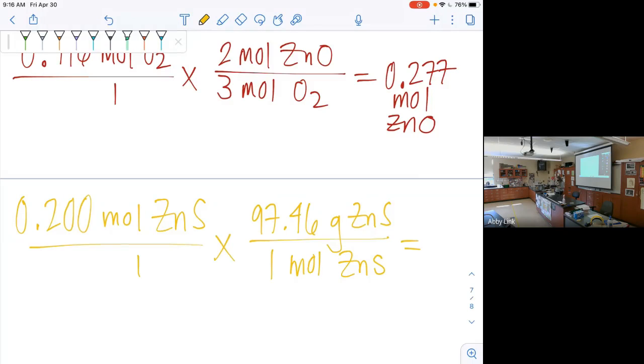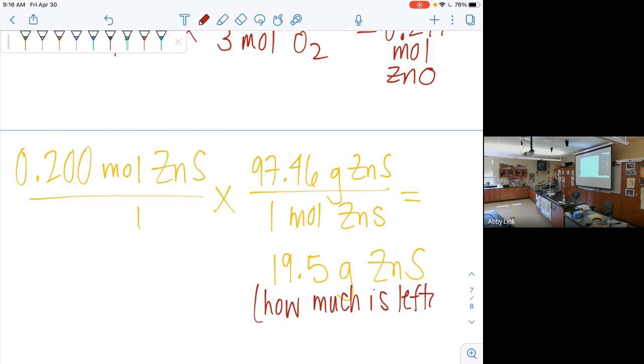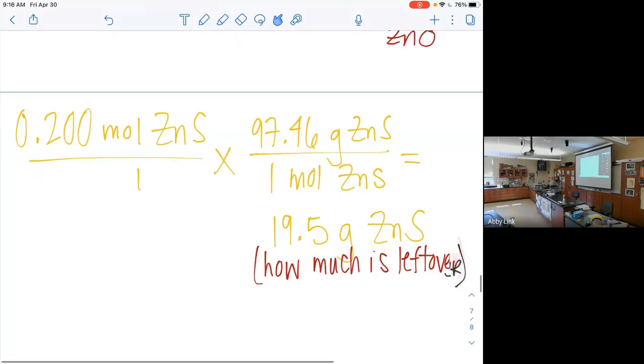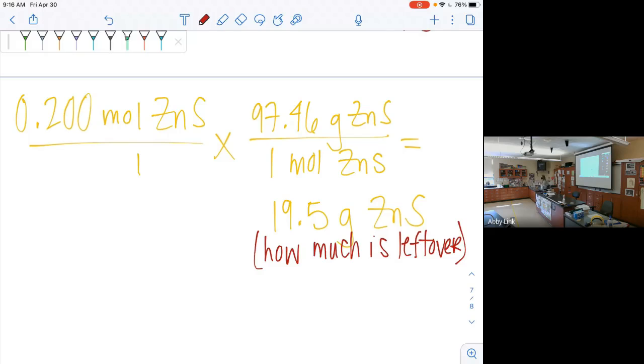So I'm going to calculate that out. 3 sig figs still. That comes out to be 19.5 grams of ZnS. That is how much remains, or how much is left over. All right, do you understand that extra step there? It's just another moles to grams, guys.